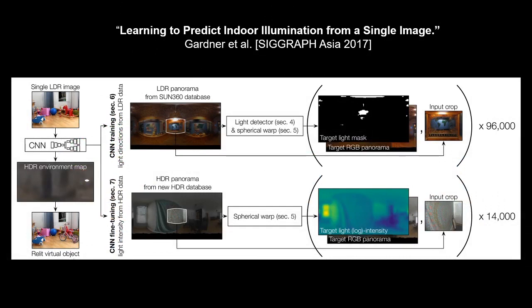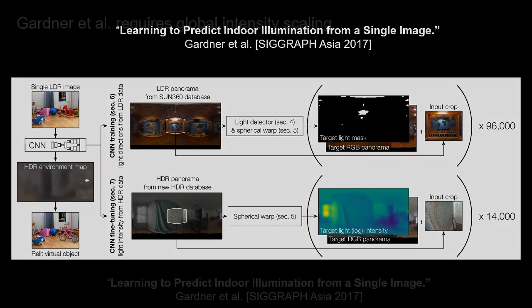Gardner et al. recently proposed a deep learning-based approach to regress from a limited field of view image to an HDR lighting environment. They first trained a neural network using a large database of single exposure panoramas and then fine-tuned with a small HDR panorama database of 2,100 indoor scenes. And although the method was limited to indoors, it did work well in some cases. However, the authors identified two key limitations to their technique.